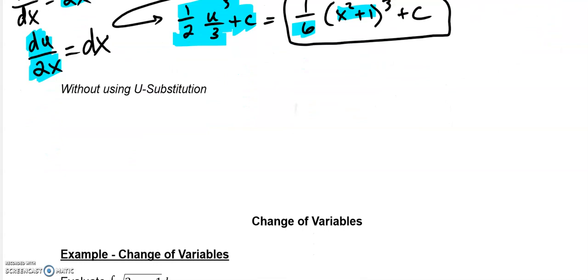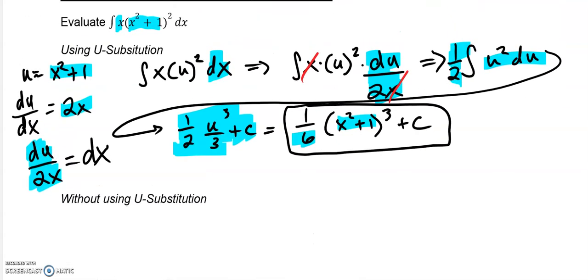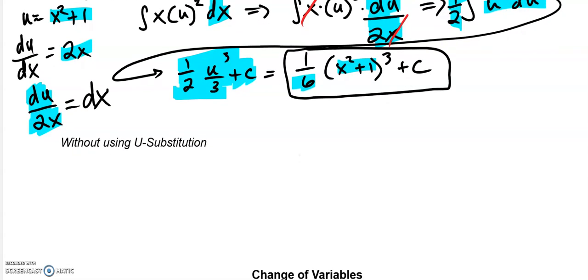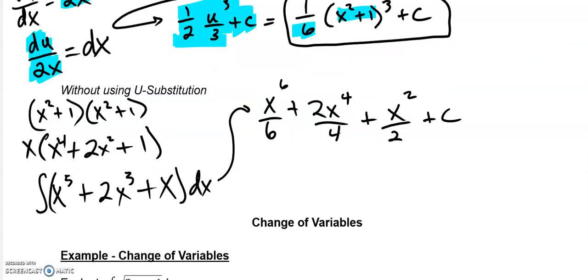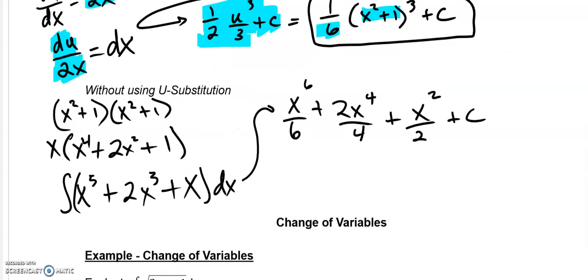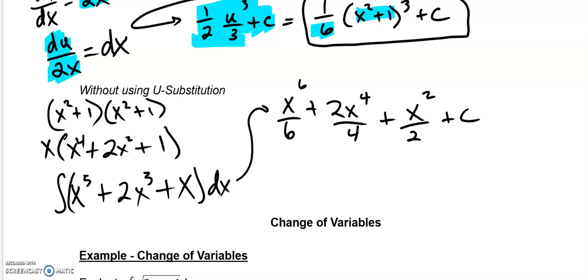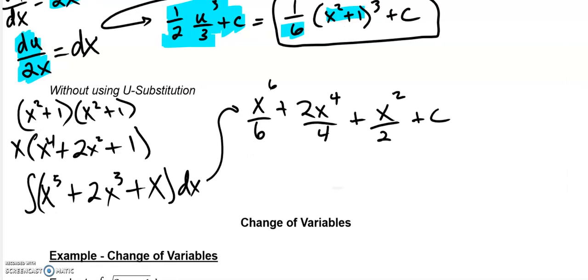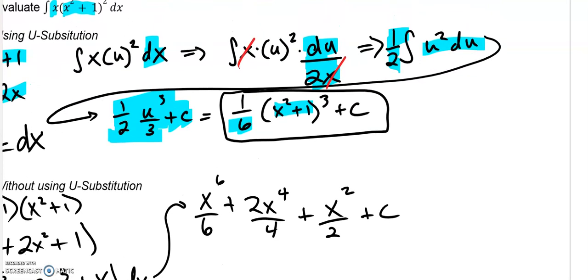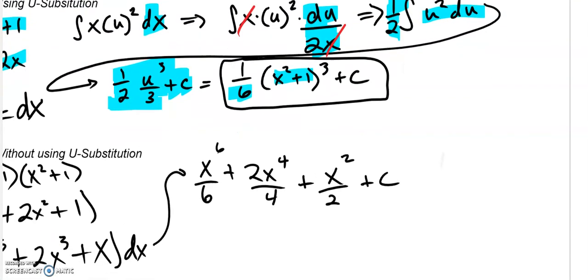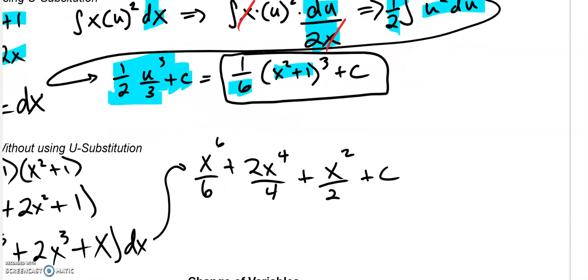Now, without using u substitution, if you need some help, you would end up multiplying this thing out. So if you haven't tried it, go ahead and do that. Multiply it out and then try integrating. Okay, so if you don't use u substitution, you end up multiplying everything out. Should look something like this. And I assume when you multiply the (x squared plus 1) to the third by 1/6, you'll end up with x to the 6 over 6 plus 2x to the 4th over 4 plus x squared over 2.